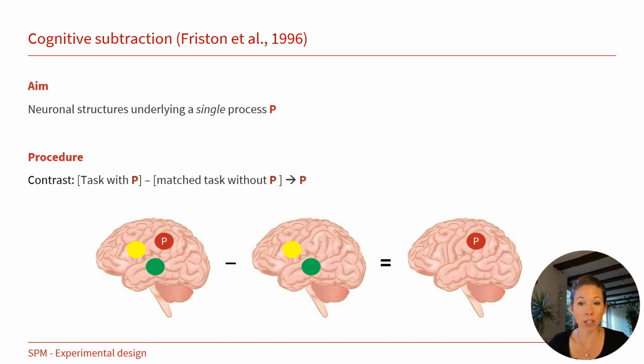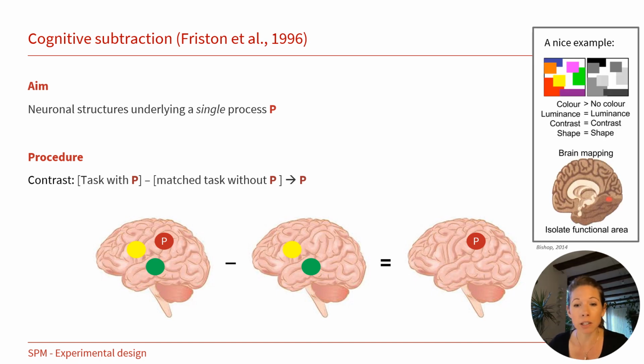So cognitive subtraction in itself is a very simple rationale. The aim is to isolate those brain regions which are supporting a specific cognitive process, which we here just call the process P. The procedure is as follows. You have your subjects engage in a task, in a condition which includes the process P, and you have them perform a control condition, which is identical, except for the fact that the subjects are not engaging in process P. When subtracting those two brain activation maps, you are left with the activation which can be attributed to your process P.